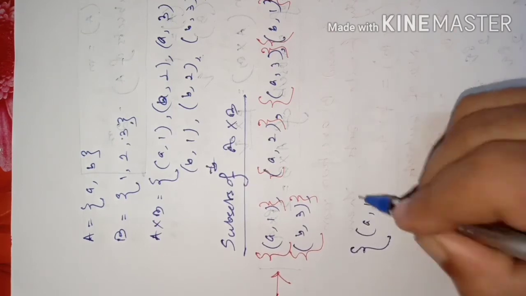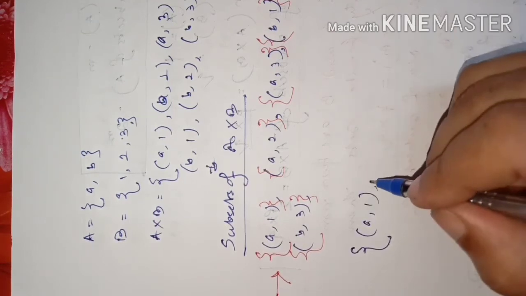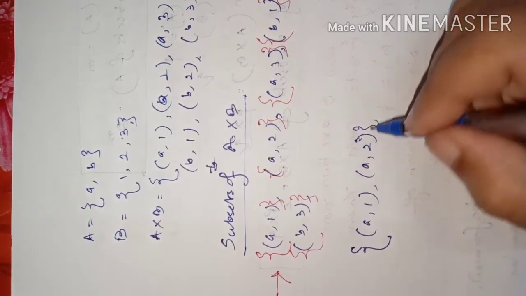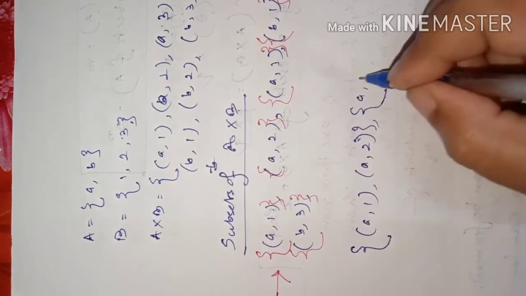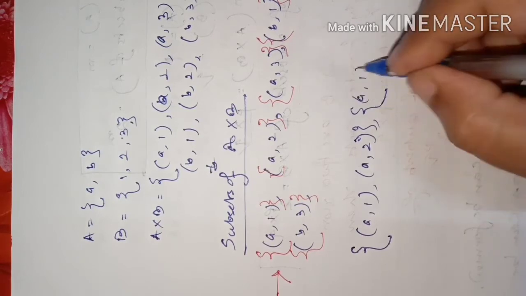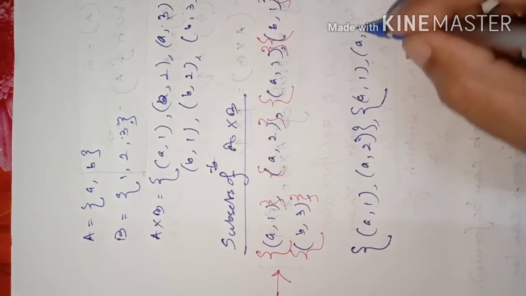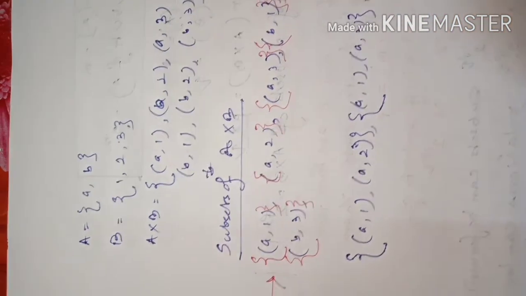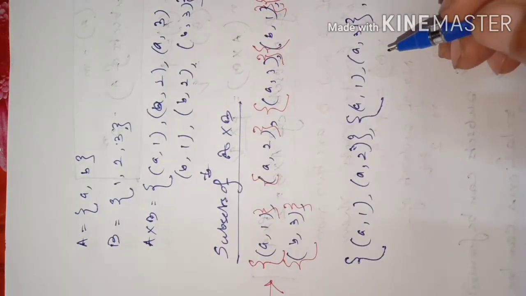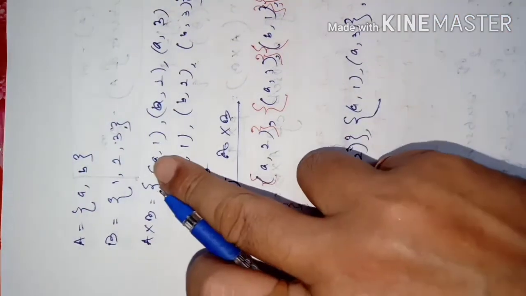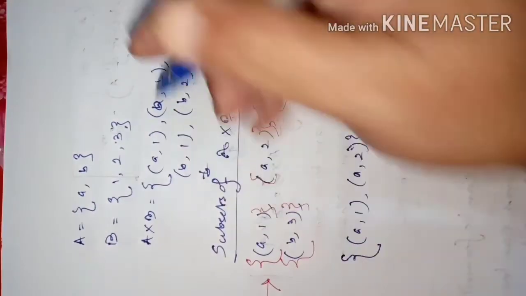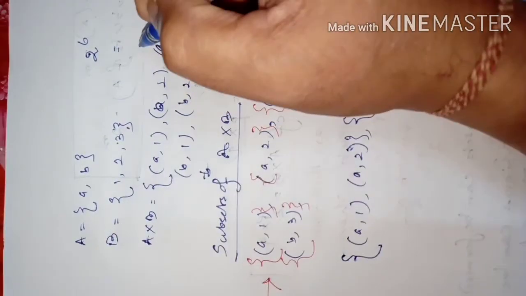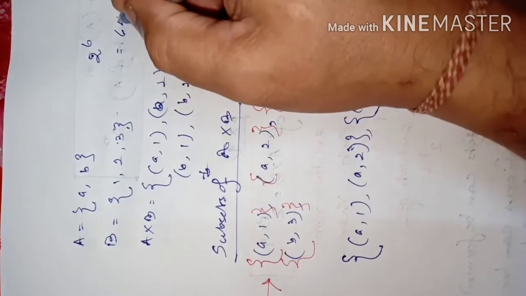Say a comma 1 with a comma 2. This is one subset. Next, a comma 1 with a comma 3. Another subset. How many subsets will you get here? Because here how many elements are there? 6 elements. Then 2 to the power of 6. 2 to the power of 6 is equal to 64.